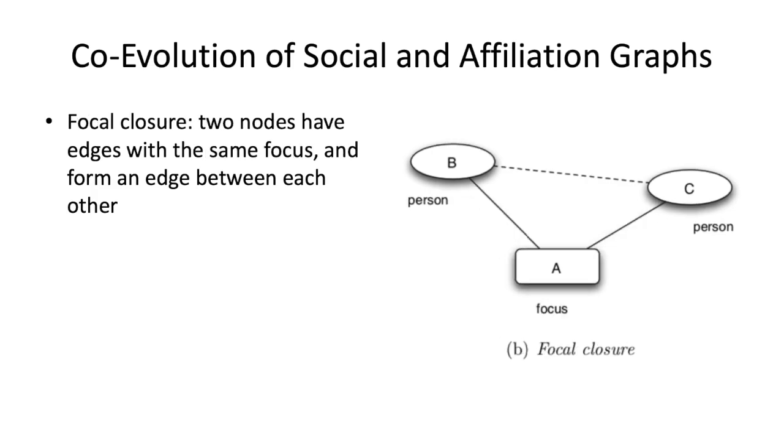All right, next form of closure was called focal closure. Focal closure is about those affiliations. So here we have nodes B and C, and we have an affiliation or a focus, which is focus A. So we're going to say here, if two nodes have edges with the same focus, we expect at time 2 that those two nodes will form an edge between each other. Remember, if we think back to the Apple board, eventually you would expect Al Gore and Steve Jobs to have sent an email to each other or something like that.